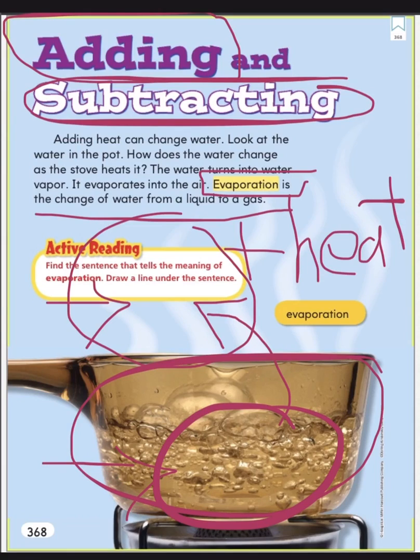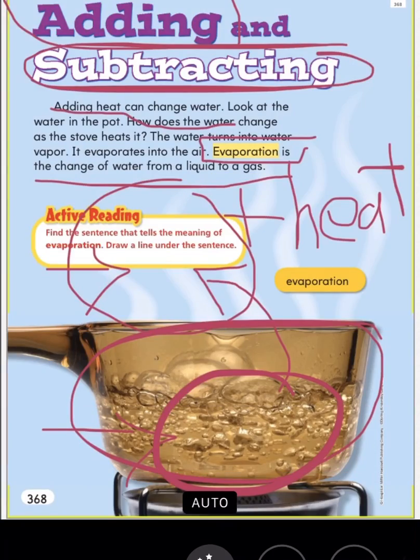Okay, so let's look at the second page. So, lovely boys and girls, adding heat, do you see here? Adding heat can change water. Look at the water in the pot. How does the water change? It became from liquid to gas, and this we call evaporation. Okay, so let's look at the second page.